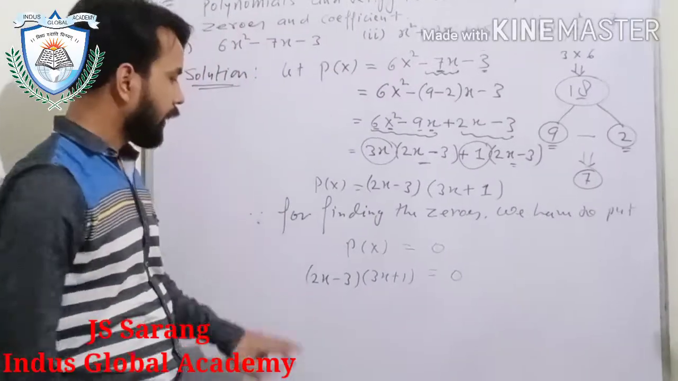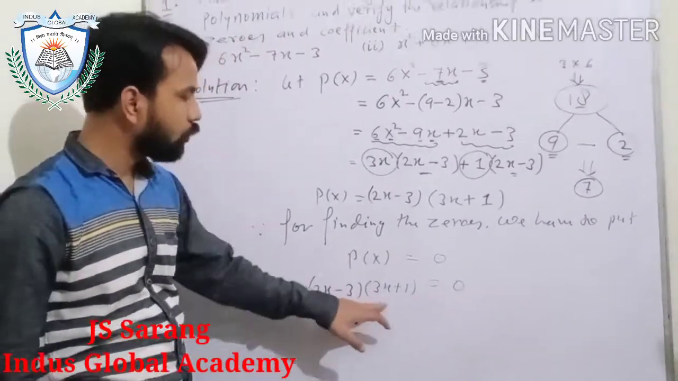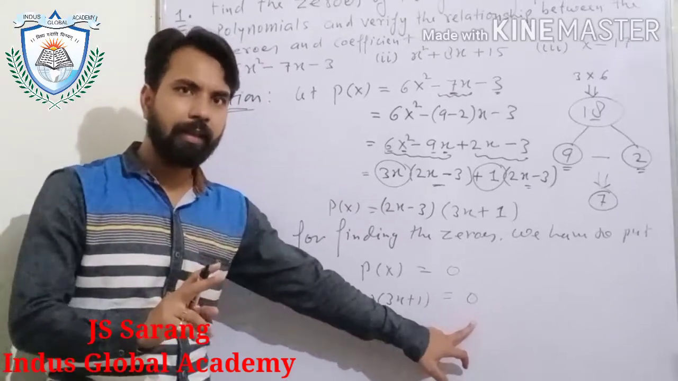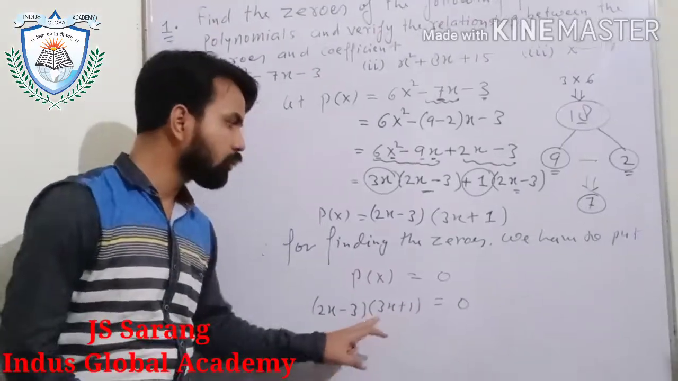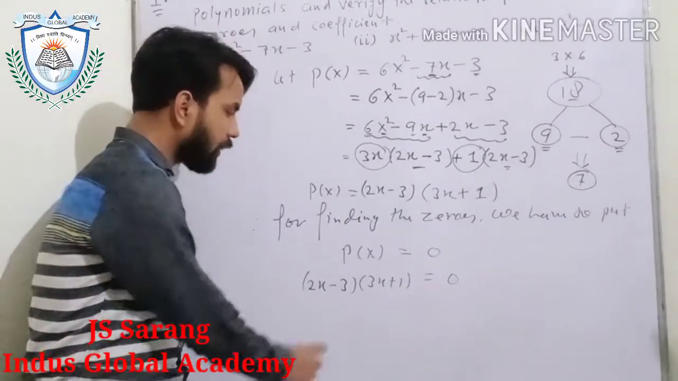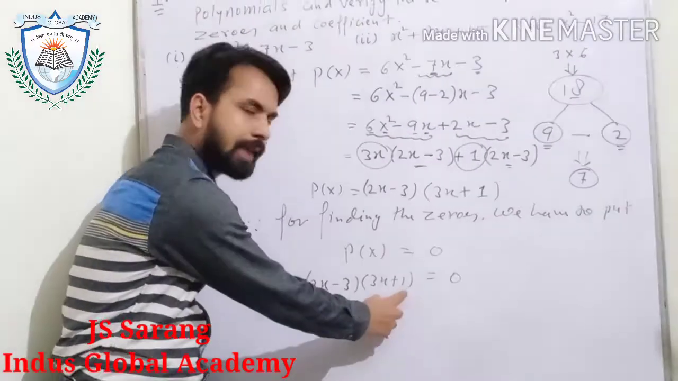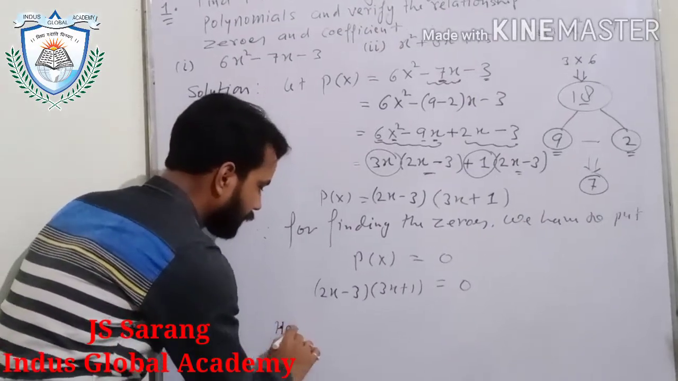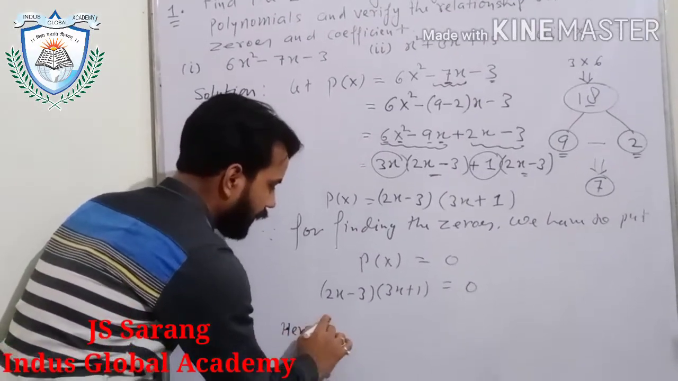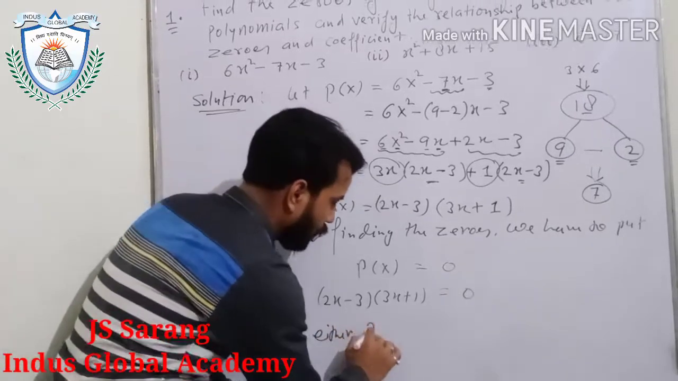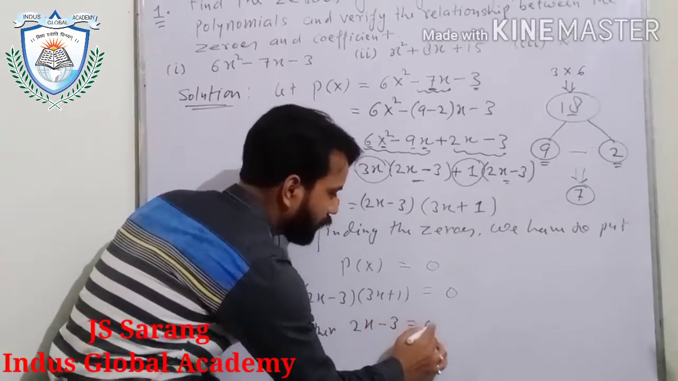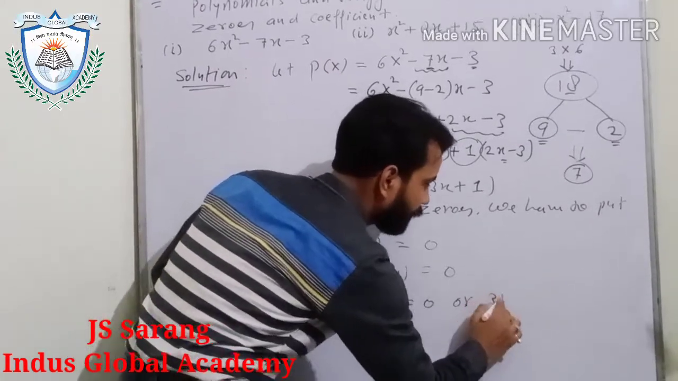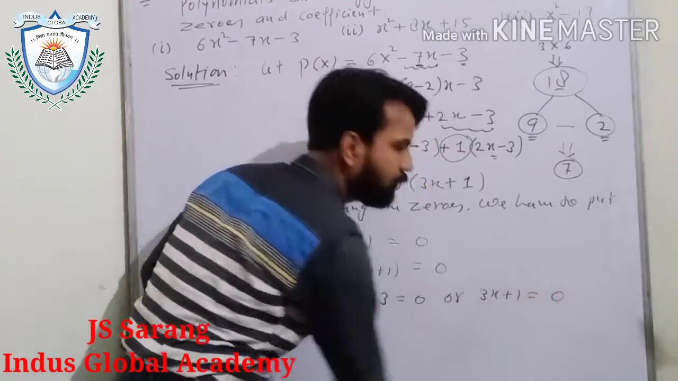Now see, here the product of these two brackets is 0. Are you getting what I am saying? Here the product of these two brackets is 0. That means either the first bracket is 0 or the second one is 0. So here, either 2x minus 3 equal to 0 or the second bracket 3x plus 1 equal to 0.